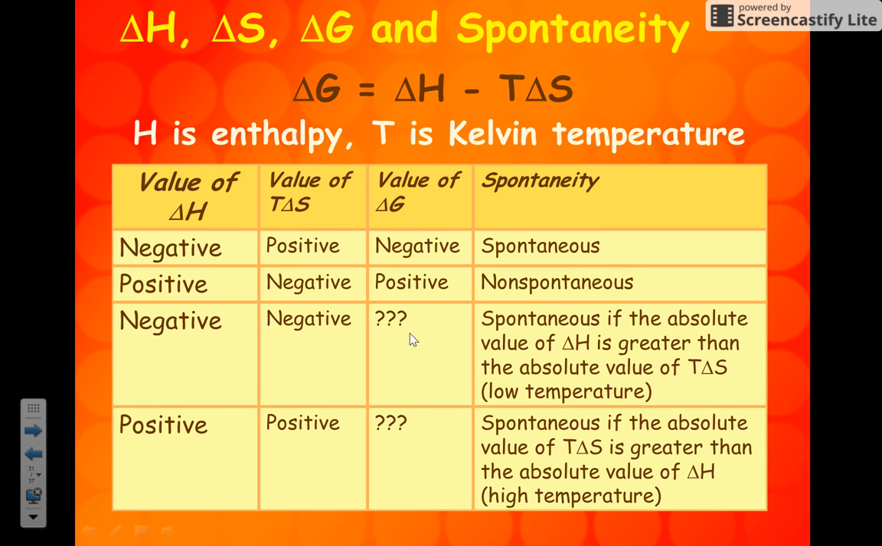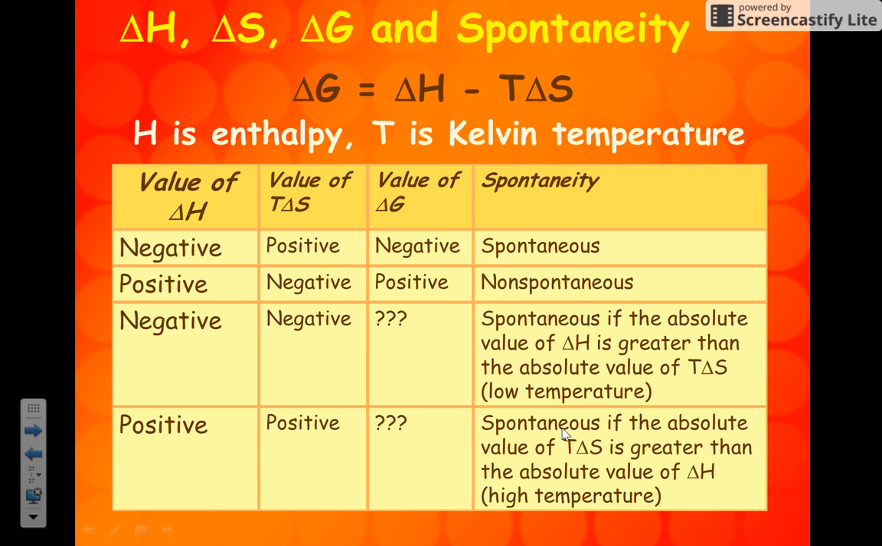Now, if these are both negative or if they're both positive, the value for delta G is really going to depend on if it's high temperatures or low temperatures. So it's going to be spontaneous, so it'll be negative, if the absolute value of delta H is greater than the absolute value of T delta S. The temperature has to be taken into account more, and that's only going to be true at very cold temperatures.